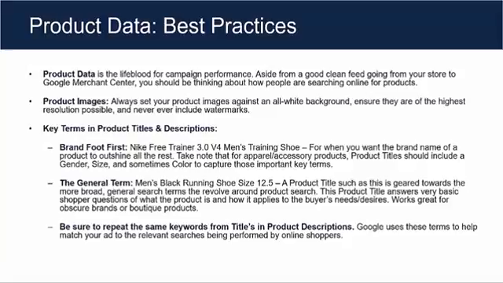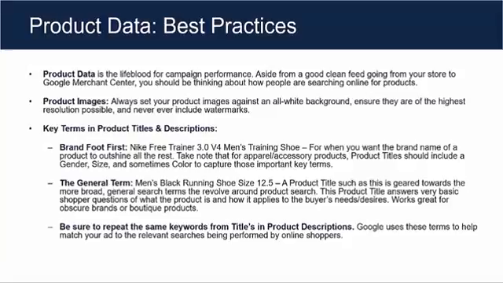So although the feed is submitted and you get a lot of information into the feed, the two aspects to your products that really drive the user search query and put that user in front of your product are the product titles and descriptions. And there are two ways you can think about product titles, and you can think of them in the highly branded targeted term. So, for example, you have the Nike Free Trainer 3.0 V4 men's training shoe.